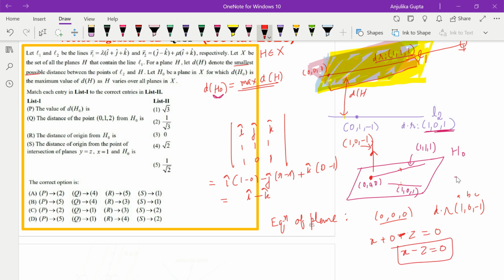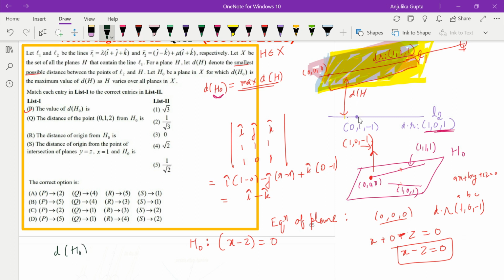I hope you know ax plus by plus cz is equal to 0. Here these are your a, b, and c's. So you got the equation of H0. All the job is done actually. If you look at the question, you got the equation of H0. Now what are they asking? You see the value of d(H0). What is d(H0)? Distance of this plane from this line.